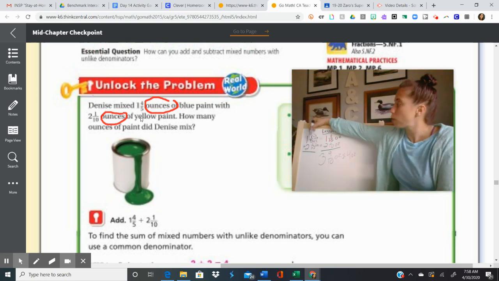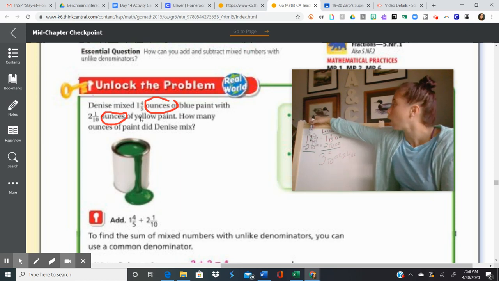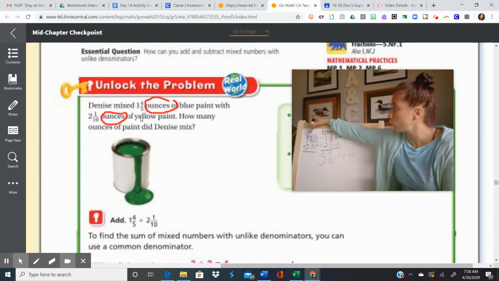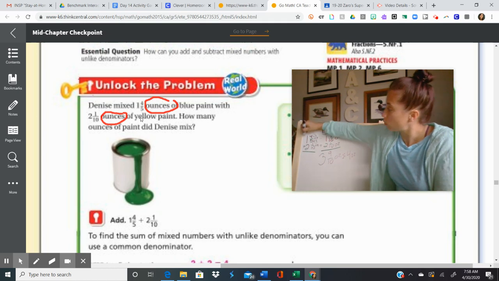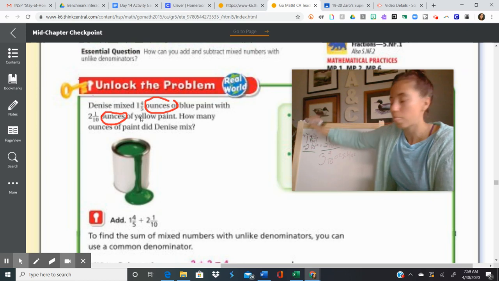So I'm going to round 1 4/5 to its nearest benchmark. 4/5 is close to a whole. 4 is really close to 5. So I'm going to round that to 1. 1 plus 1 is 2. So this one over here is almost 2 wholes.